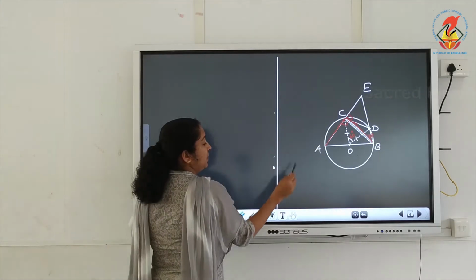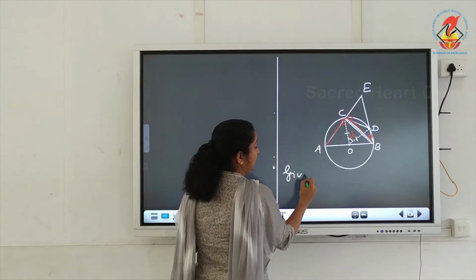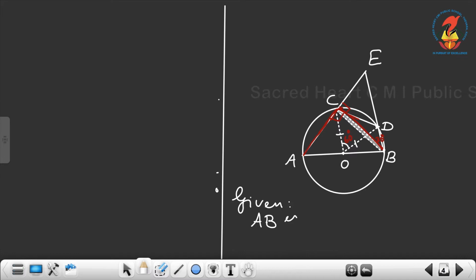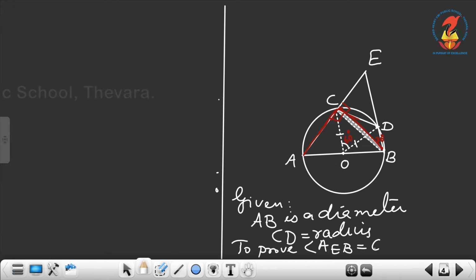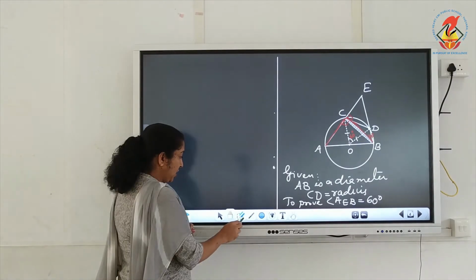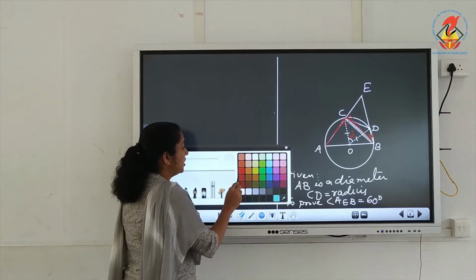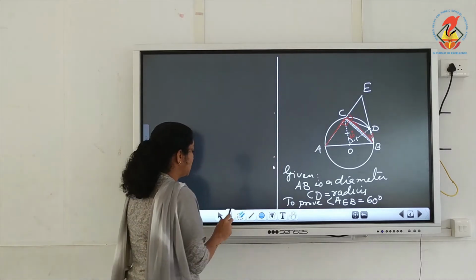So what are the given things? Given AB is the diameter, then CD is equal to the radius, nothing else is given. So we have to prove angle AEB is equal to 60 degrees. For this, actually, what we are using are the results or the theorems which we have learned.